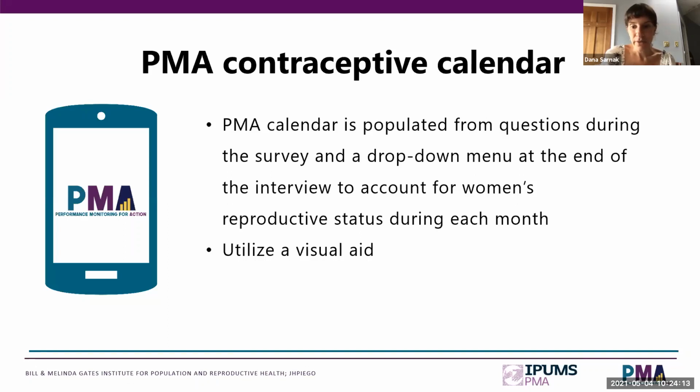Then at the end of the survey, the interviewer is asked to go through any months in the past 2 years that are not accounted for with the respondent, filling in a 24-month calendar with a drop-down list of the woman's status, including if she was not using at all. And the interviewers utilize a visual aid in this endeavor. Next slide, please.